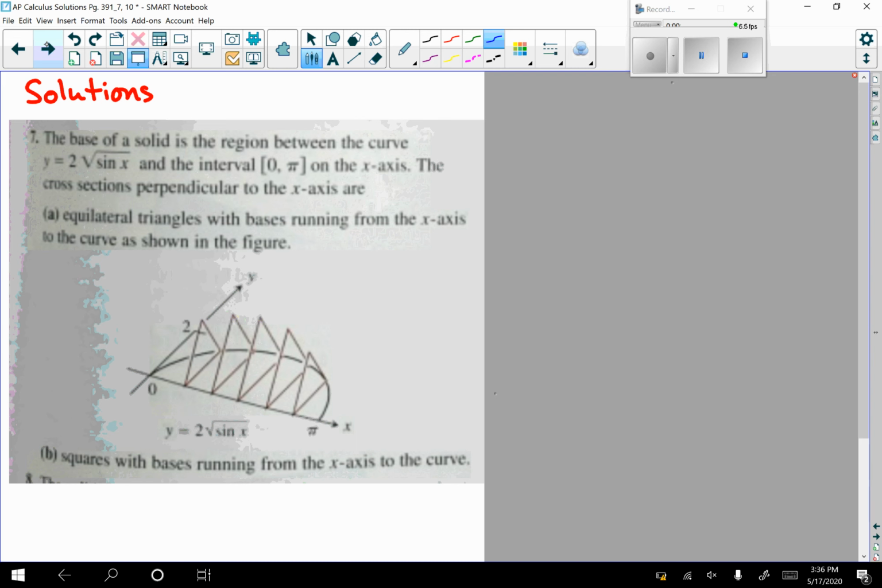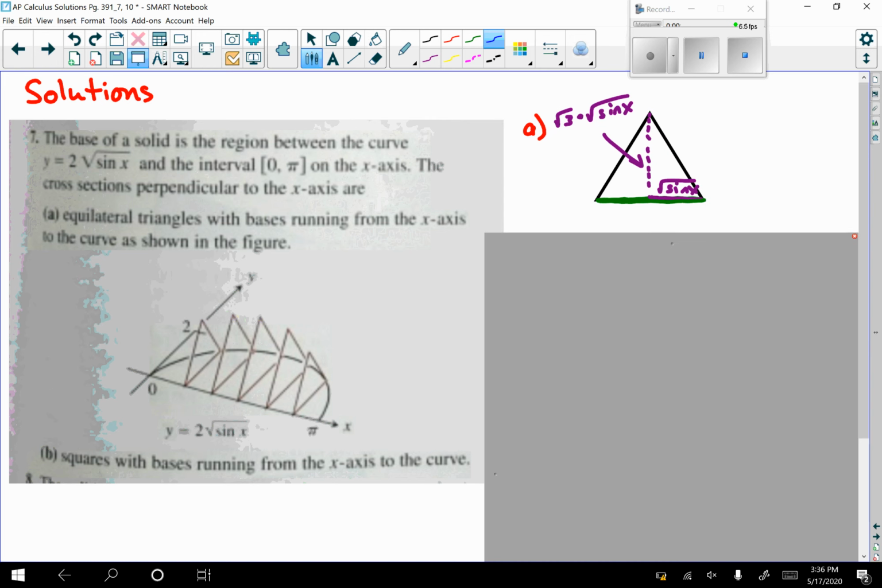Here it says the base of a solid is the region between the curve y equals 2 radical sine x and the interval 0 to pi on the x-axis. The cross sections perpendicular to the x-axis are equilateral triangles with bases running from the x-axis to the curve, as shown in the figure. So the easiest way is just to take one of these cross sections and label the important information.